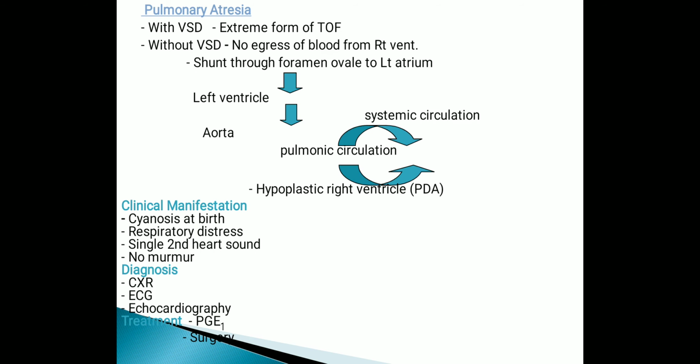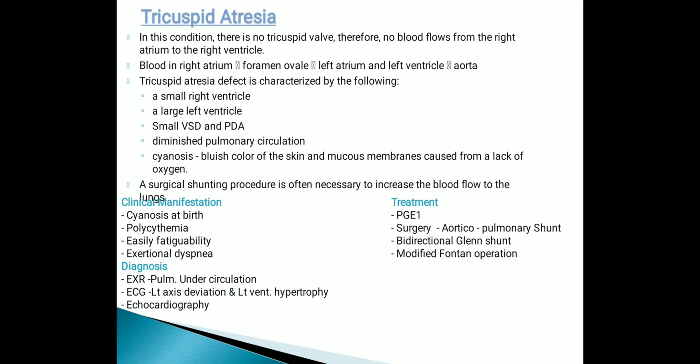Pulmonary atresia with VSD and without VSD. Clinical manifestation: cyanosis at birth, respiratory distress, single second heart sound, and no murmurs. Diagnosis: chest X-ray, ECG, echocardiography, and treatment: PGE1 and surgery.